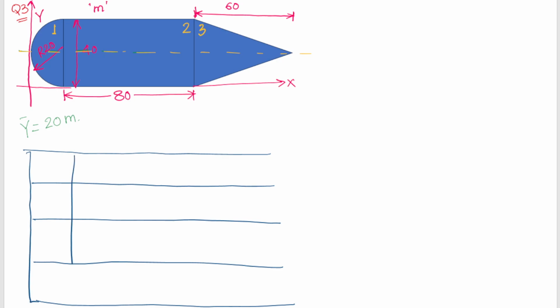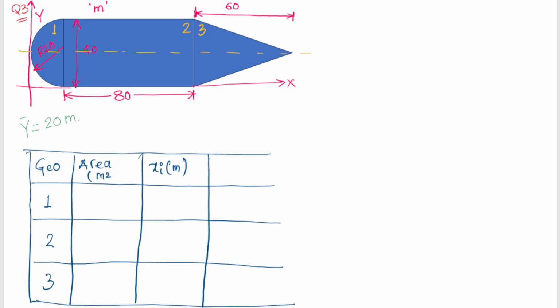So the first column is geometry, and we have only 3 geometries, 1, 2 and 3. Then we have area, and this is in meters, so meter square. Then we have xi, and the unit will be meter, and then we have yi, and the unit will be meter. So we have made our table, and all we need to do is fill the vacant spaces.